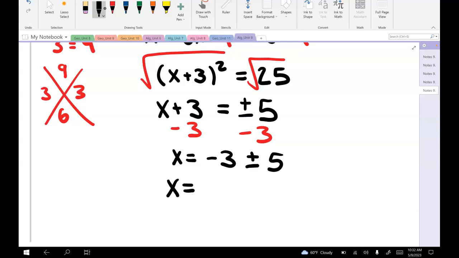So again, to get your two answers for x, the first time you use addition. Negative 3 plus 5 is 2. And then your second time you use the other operation, which is subtraction. Negative 3 minus 5 is negative 8. So there's your two answers for x.